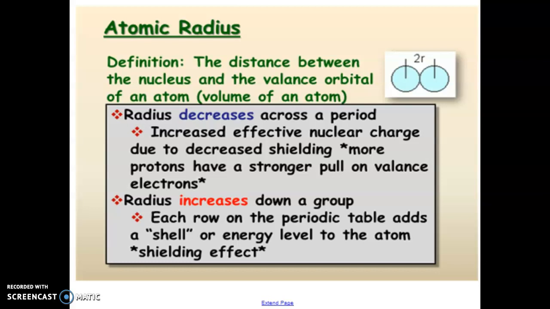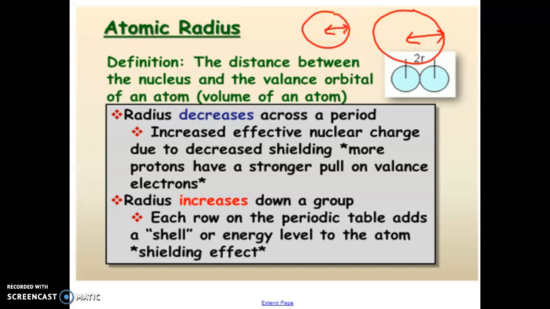Okay, so the first one we're going to talk about is atomic radius. The definition of what we mean when we say that is essentially the size of the atom, from the nucleus itself to the last valence electron or valence orbital. So essentially we're talking about how large the atom is, right? If we have an atom that's this size versus something that is this size, we can see that the radius is larger on the one on the right in comparison to the one on the left.